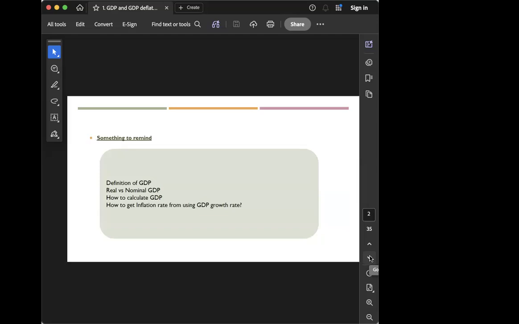So let me briefly remind you of the main ideas from last class. GDP was the market value of all final goods and services produced within a country in a given period, right? We also talked about the differences between real and nominal GDP, and briefly we introduced that GDP can be measured using expenditure, income, and total output. Today we will build on those ideas and practice how to calculate and interpret them.